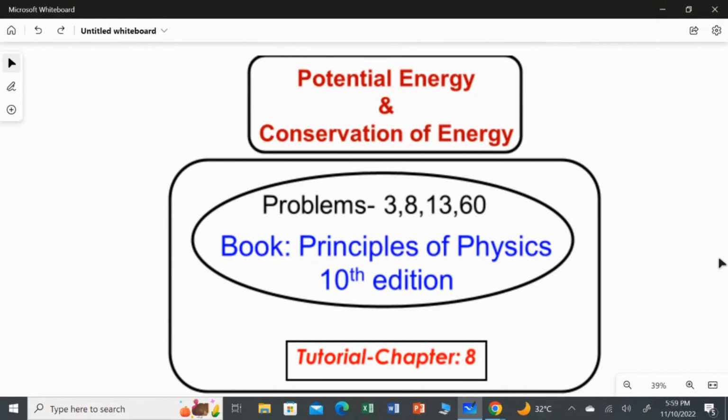In this video, I am going to solve these four problems taken from chapter 8, Potential Energy and Conservation of Energy, from the book Principles of Physics, 10th edition.